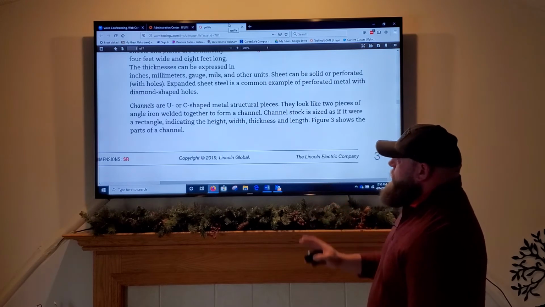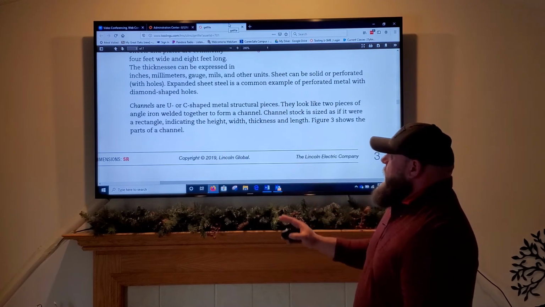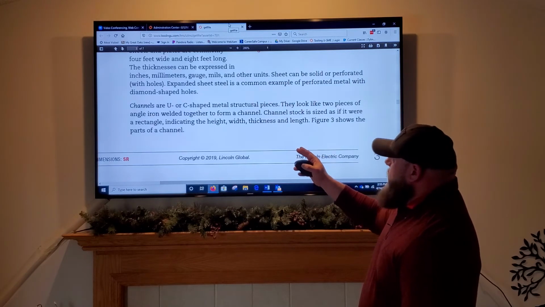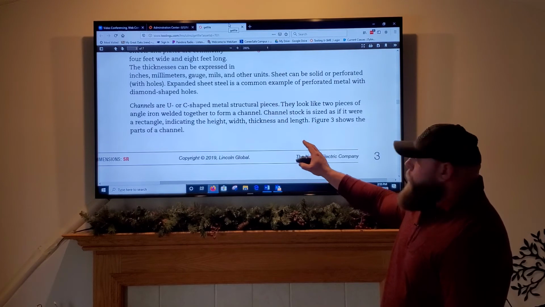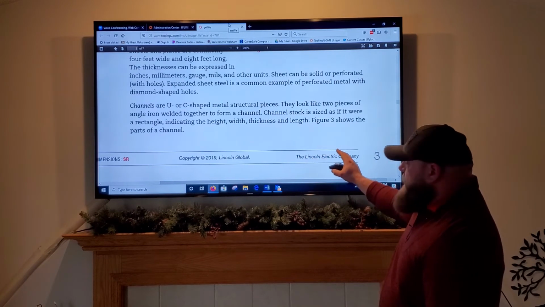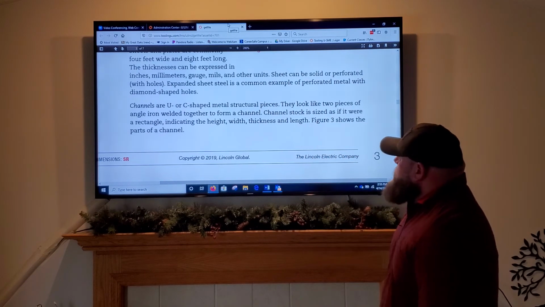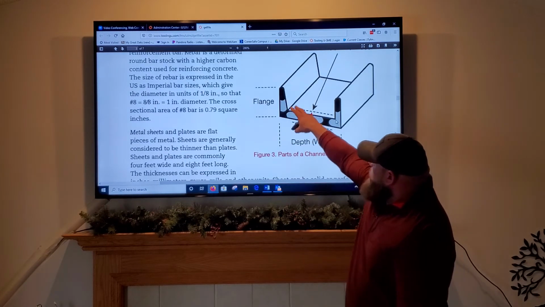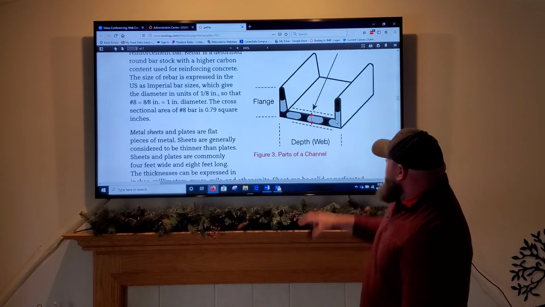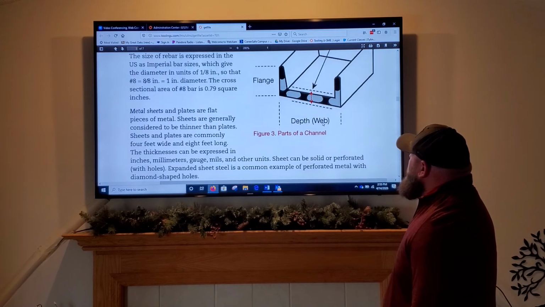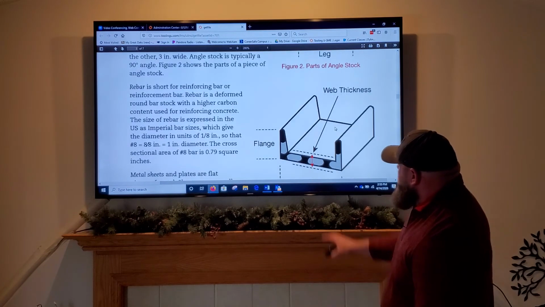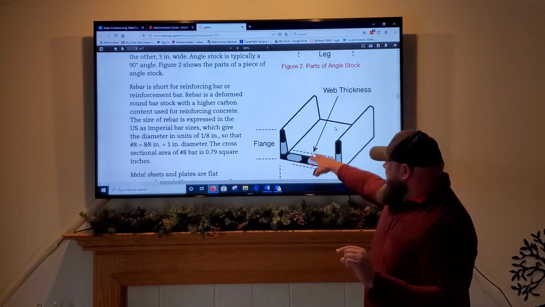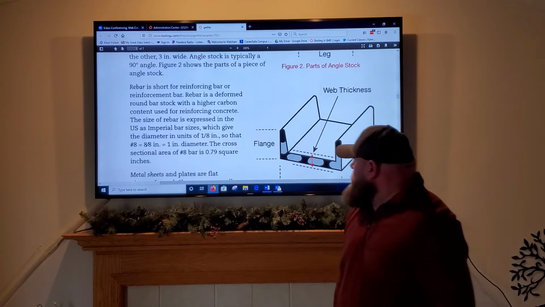So that's very important to remember. Just think of it as you're looking at a rectangle. C channels or U channels are measured, indicating the height, the width, thickness, and length. Figure 3 shows the parts of a channel. Right here. So you have the flange length, you have the depth of the web, and you have the web thickness. So the web thickness is that piece in between the 2 flanges. How thick is that piece in there? That's the web thickness. Okay?